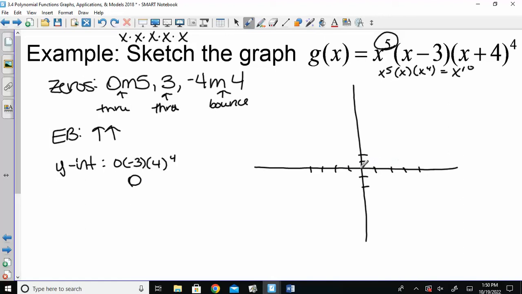So we hit the x-axis at 0, 3, and -4, y-axis at 0. Both ends should be pointing up. So we're coming from the top. At -4, my graph will bounce. So I'm going to touch the axis, bounce back. I have to come back to hit at 0. Goes through, come back to hit at 3, goes through, and that would be my final graph.